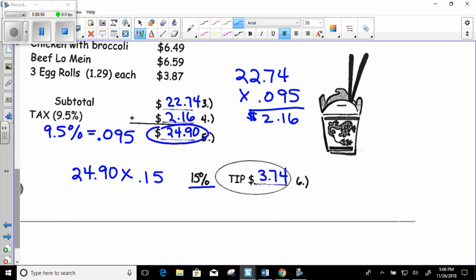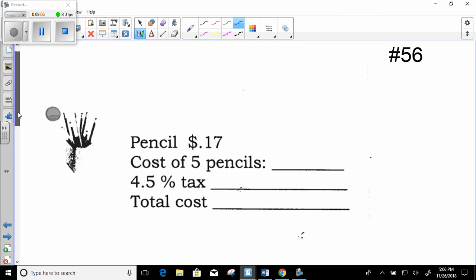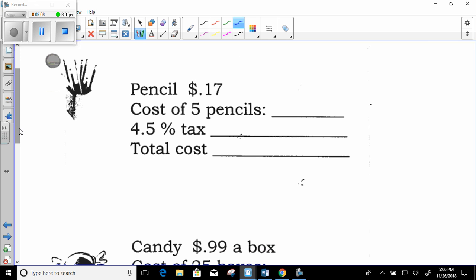Okay, so again, if you have any questions, please post those to the discussion board. So right now, what I'd like for you to do is I would like for you to do the following problems in your Math notebook. So example one, you have a pencil that's 17 cents. You're going to buy 5 of them. So obviously you're going to multiply it by 5. Then you're going to find 4.5% tax, add that to the cost, and then give me a total cost.